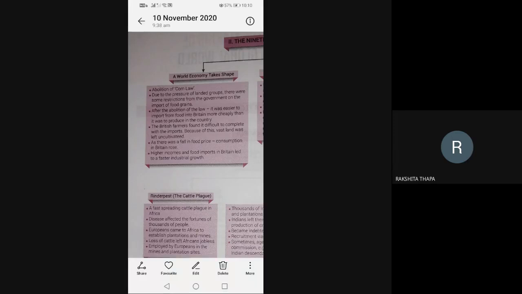The world economy takes place. It's in the book on page number 57. The very important thing from this topic is the corn law. ये आपको 2 marks में आता है. This question will come for the 2 marks in your exam, corn laws.